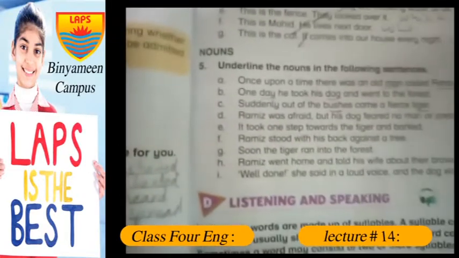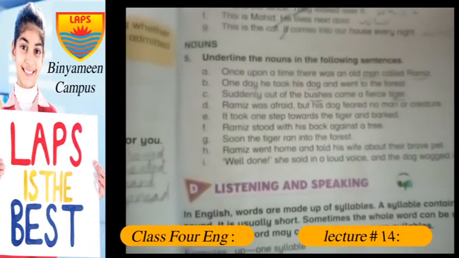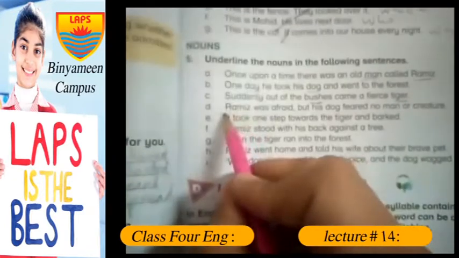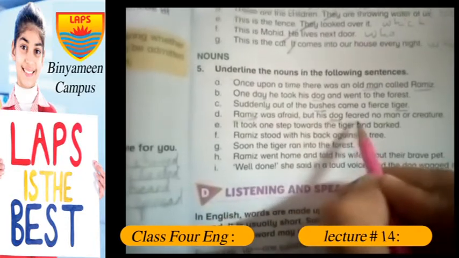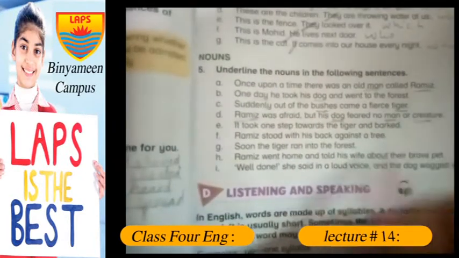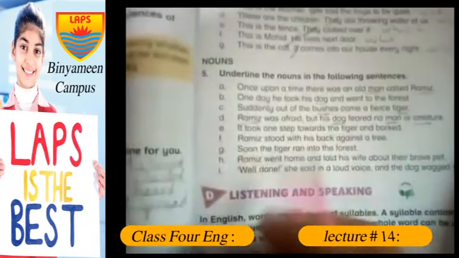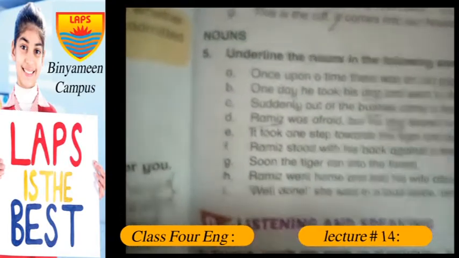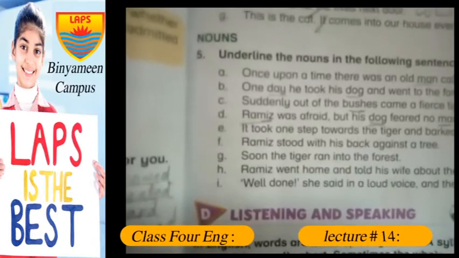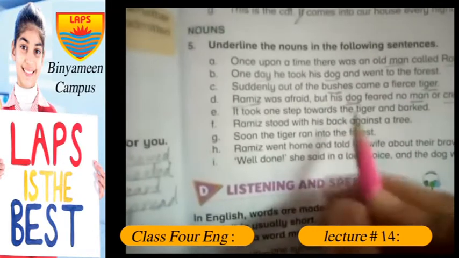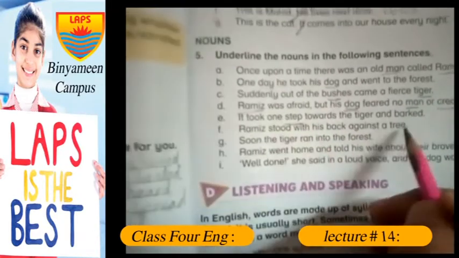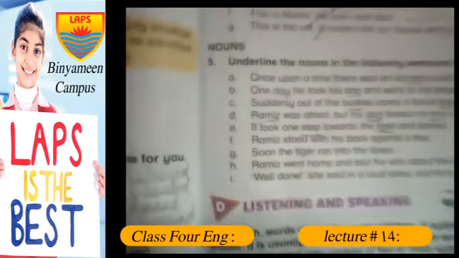Ramirez was afraid, but his dog feared no man or creature. Ramirez, dog, man, creature are nouns. It took one step towards the tiger and barked. And the nouns in this one are step and tiger.